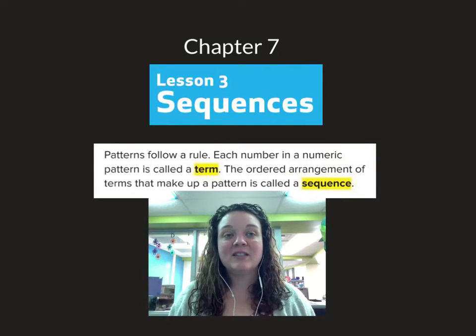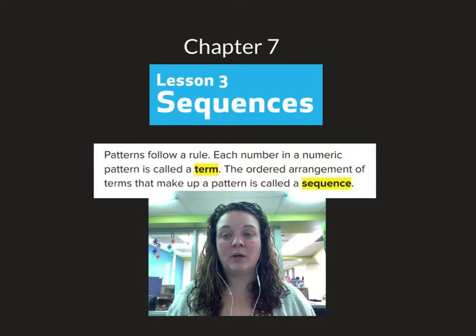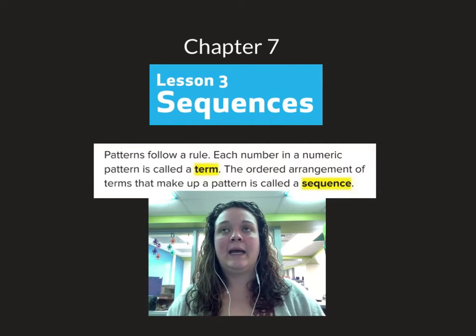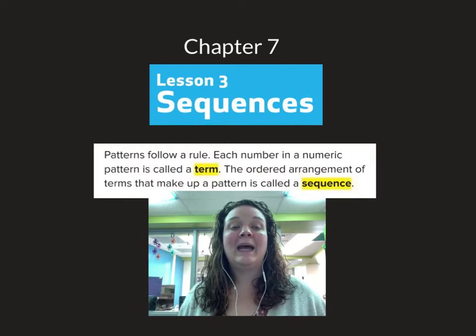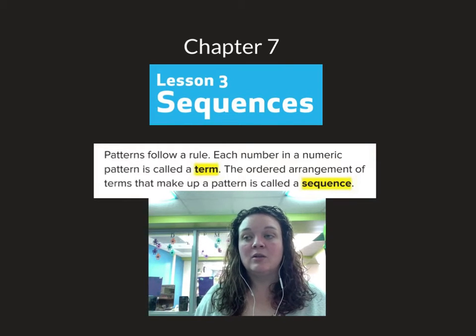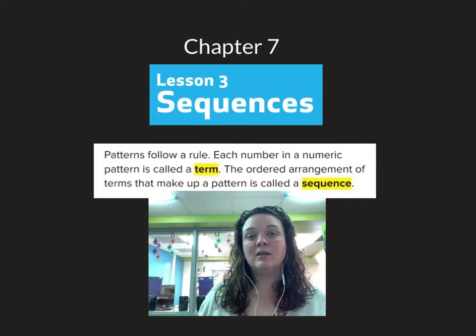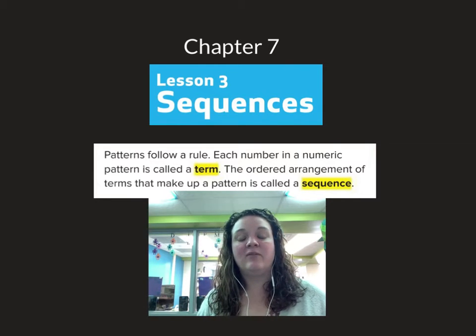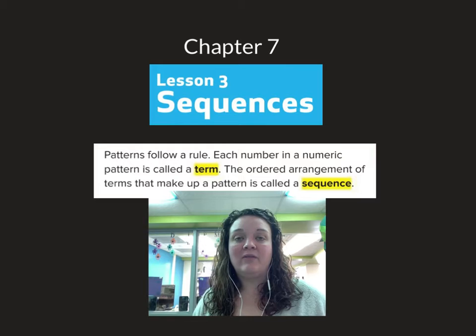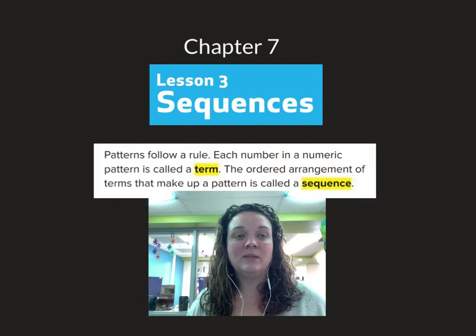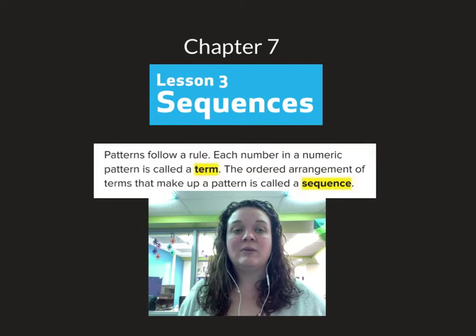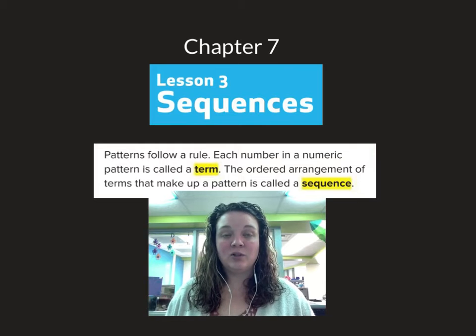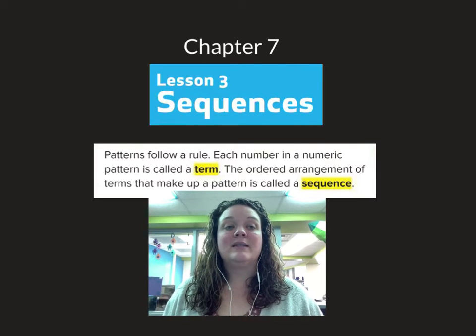So patterns follow a rule, which is what we were just working on, like add 7, multiply by 2. Each number in a numeric pattern is called a term. So when I went from 1 to 3 to 5, each one, 1, 3, and 5, would all be called terms. And then the ordered arrangement of terms that make up a pattern is called a sequence. So the sequence would be like 1, 3, 5, where we're adding 2 each time. That would be called a sequence.